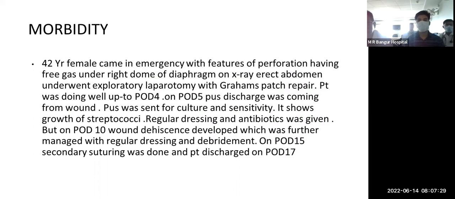On post-op day 5, fluid discharge was coming from the wound. It was sent for culture and sensitivity, which showed growth of streptococci. Regular dressing and proper antibiotics were given, but on POD10, wound dehiscence developed, which was further managed with regular dressing and debridement. On POD15, secondary suturing was done and the patient was discharged on POD17. Thank you.